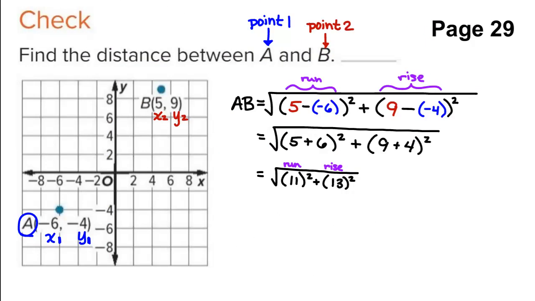Since I have a graph, I can go in and check that by counting, right? My run from point 1 to point 2, they're counting by twos here. So if I start over here, 2, 4, 6, 8, 10, and then 11 if I go halfway in between. So it's 11 if I'm counting by twos on those hops. My rise to get from point 1 to point 2, again, they're counting by twos. So 2, 4, 6, 8, 10, 12, 13. Since it's halfway in between there, it's not falling right on a line. So my run is 11, my rise is 13.